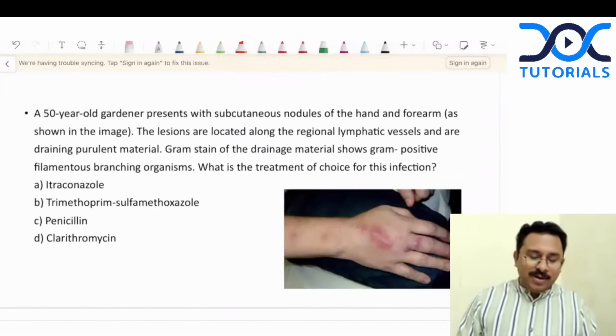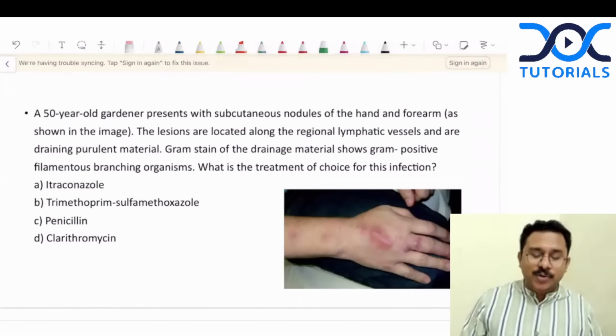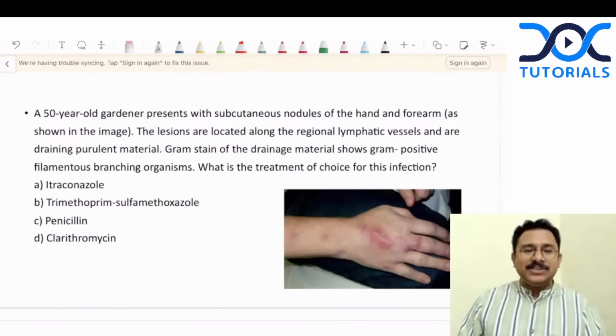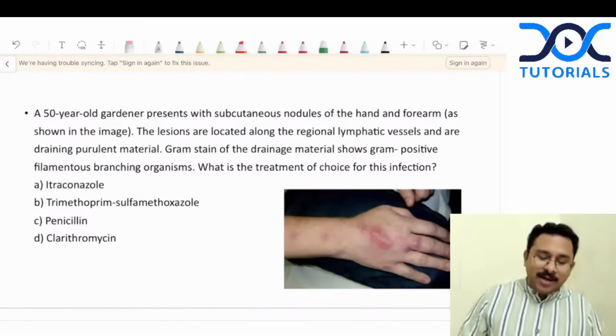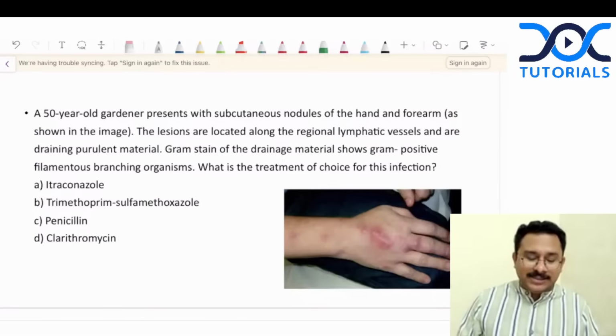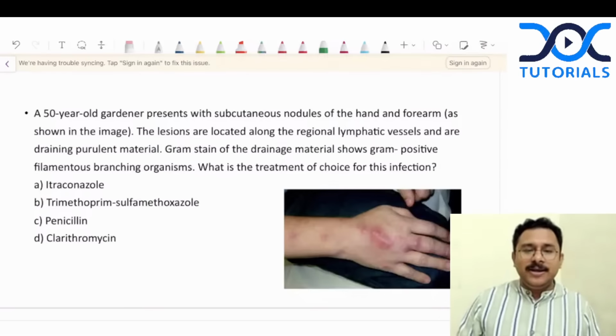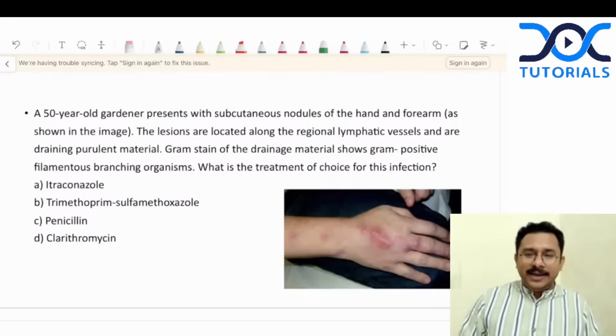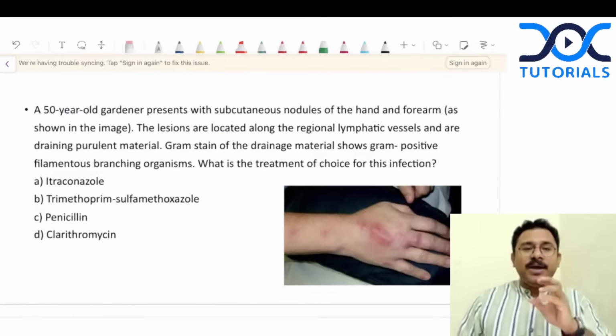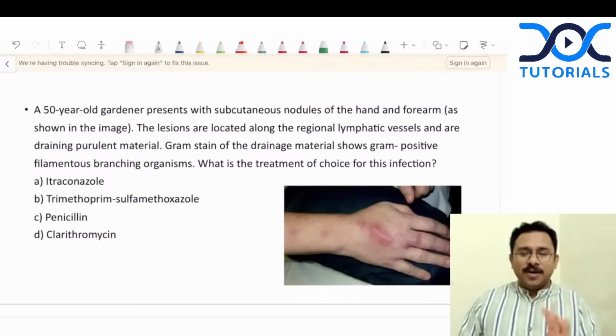A 50-year-old gardener presents with subcutaneous nodules of the hand and forearm as shown in the image. The lesions are located along the regional lymphatics and are draining purulent material. Gram stain of the drainage material shows gram-positive filamentous branching organisms. What is the treatment of choice for this infection?